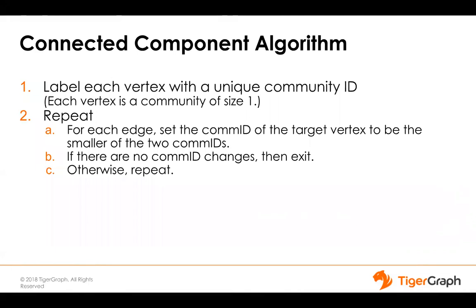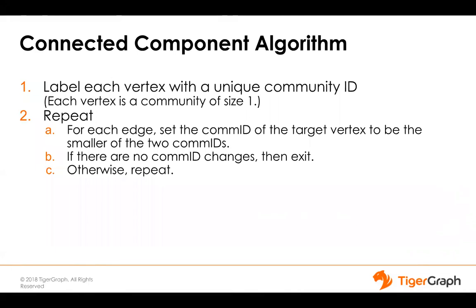So the first algorithm I'm going to go over is the connected component algorithm. Here's a simple pseudocode description, and you can see it really isn't that complicated. You label every vertex with a unique community ID. That is, this vertex is labeled as 1, the next one is 2, the next one is 3, etc. And that represents their community ID. So initially, every vertex constitutes its own community. Every vertex is an island.